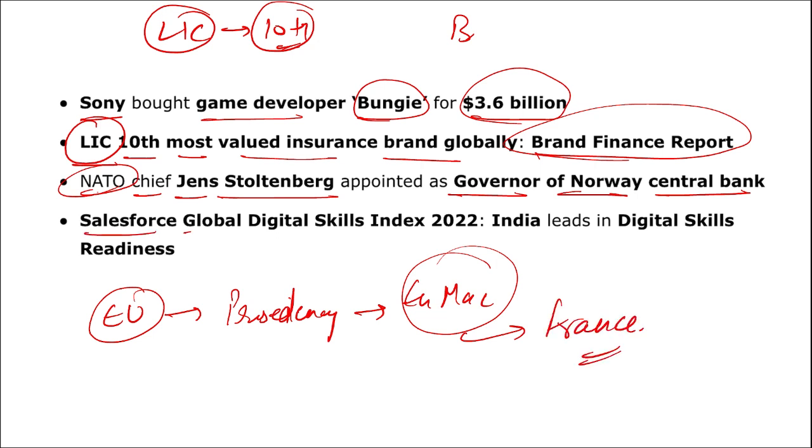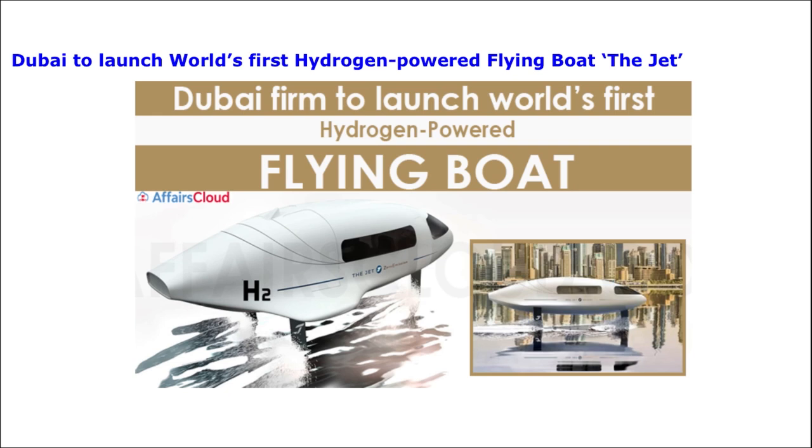Next, Salesforce Global Digital Skills Index 2022. India leads in digital skill readiness. Next is, as we saw, the Jet. What is the Jet? The Jet is the name of the world's first hydrogen powered flying boat. Alright, I repeat, what is the name of the world's first hydrogen powered flying boat?